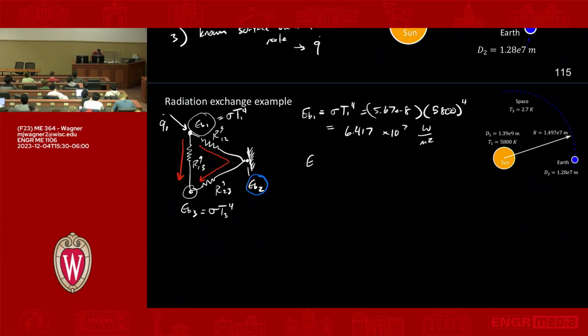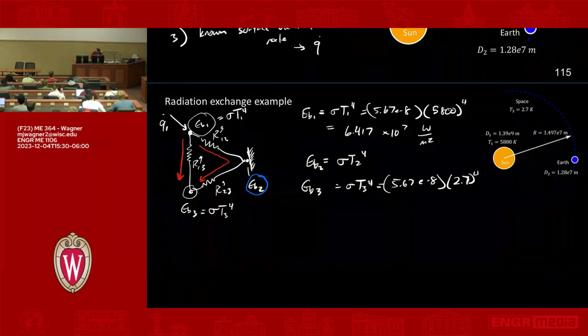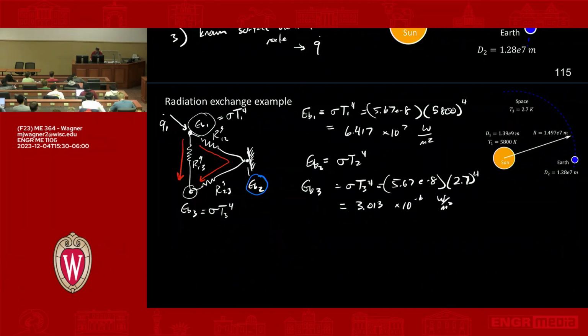EB2. We just know that it's sigma T2 to the fourth, but we don't know T2, so we can't go further on that one. EB3, sigma T3 to the fourth. This one is 5.67 times 10 to the minus eighth times 2.7 to the fourth, which equals something very small, 3.013 times 10 to the minus sixth watts per meter squared.